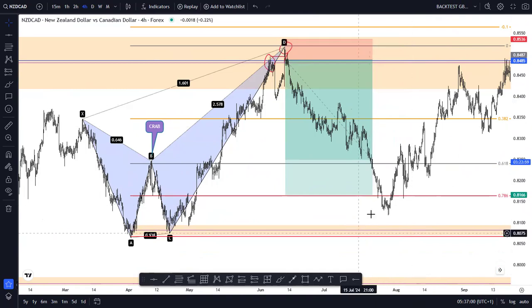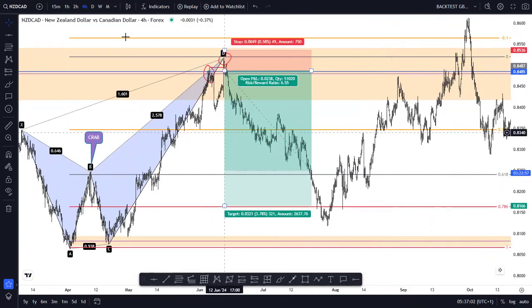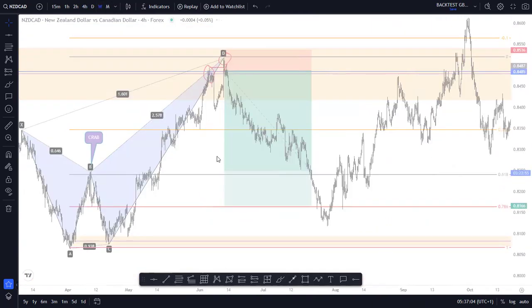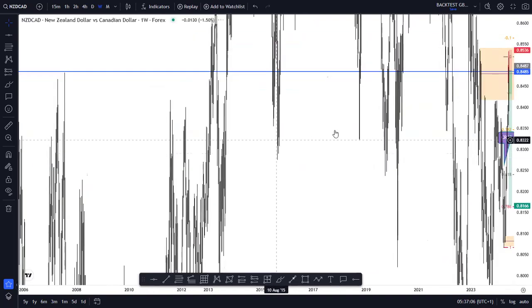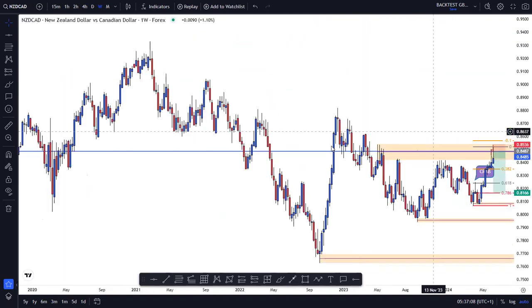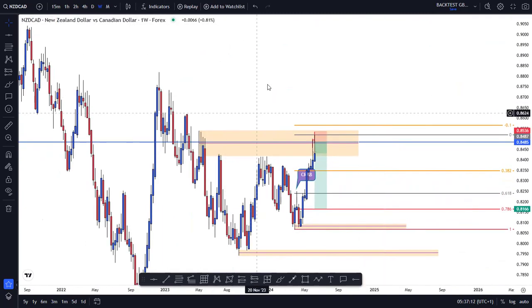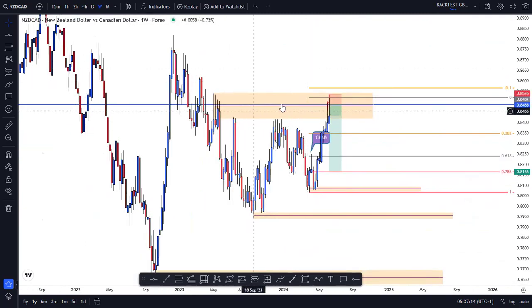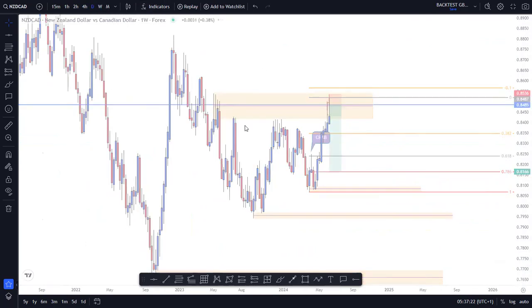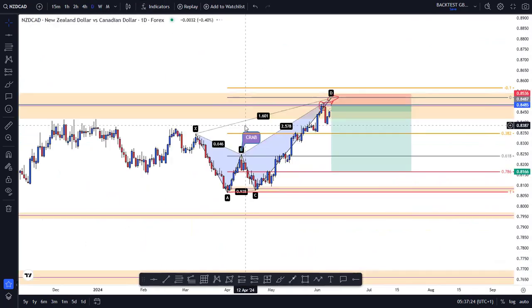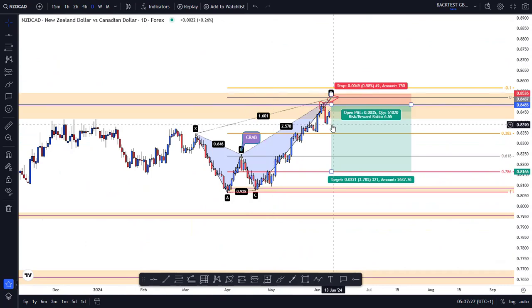Now, as price was pushing down, we have to look out for other key levels as well. Is this the current price? Today is 5th of May 2025. Let me go down to the daily time frame.